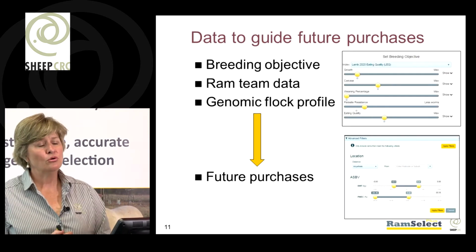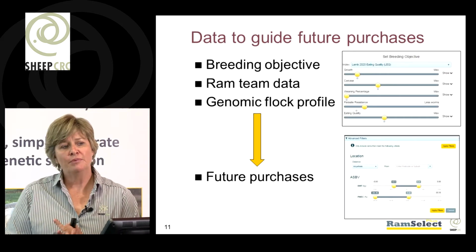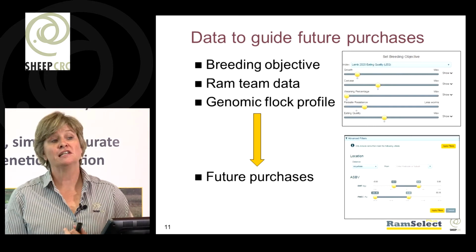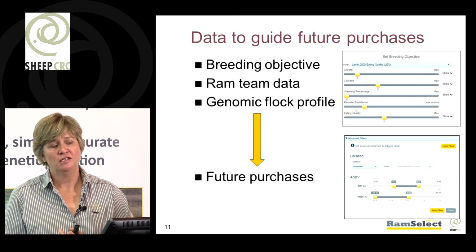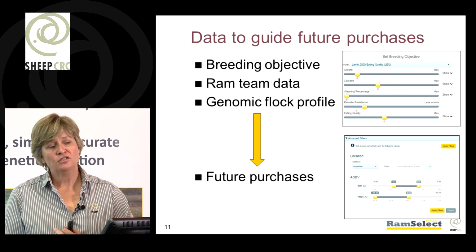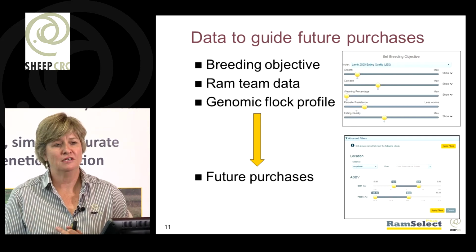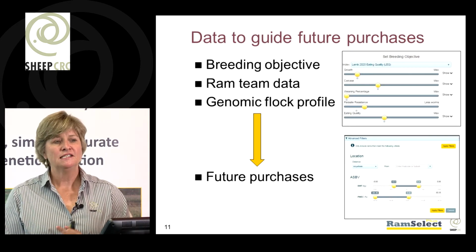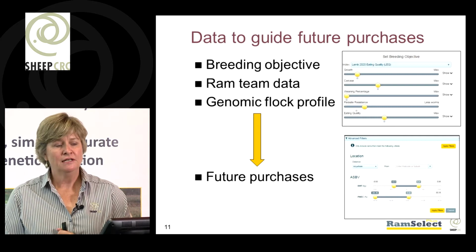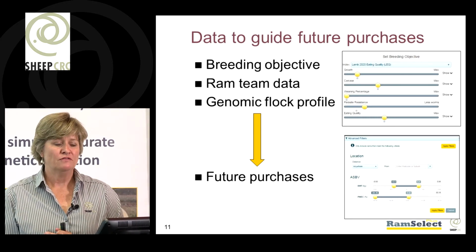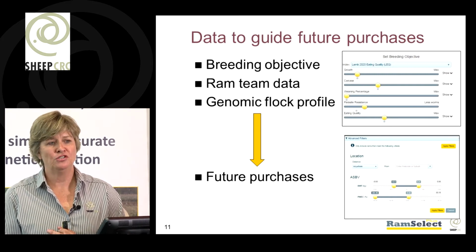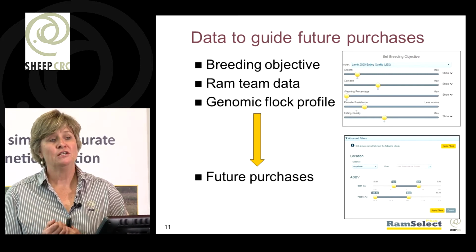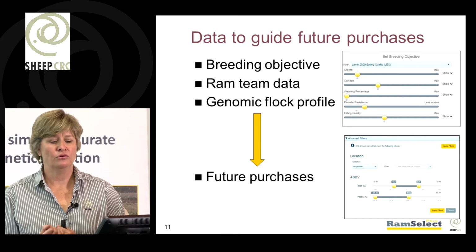So 3 really important pieces of information that you as a RAM buyer can store on RamSelect. Firstly, a breeding objective that you can come back to in subsequent years, make small alterations to it if you wish to, or continue to buy RAMs based on a consistent breeding objective. Secondly, storing that RAM team data and the genomic flock profile information, and using those 2 benchmarks to really guide future purchases once you know your breeding objective and where you want to go with your flock.